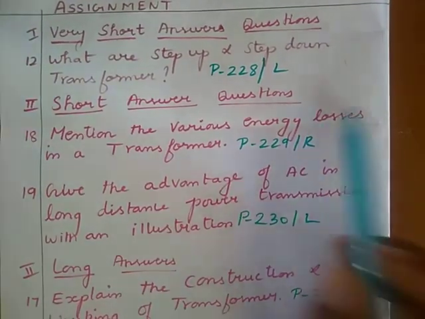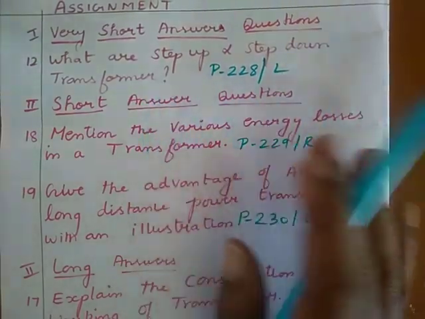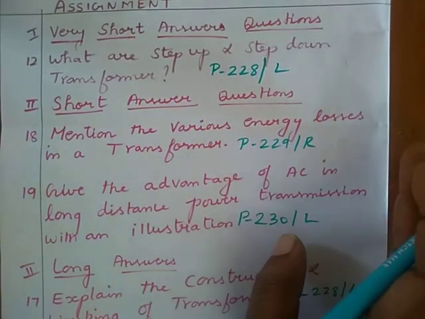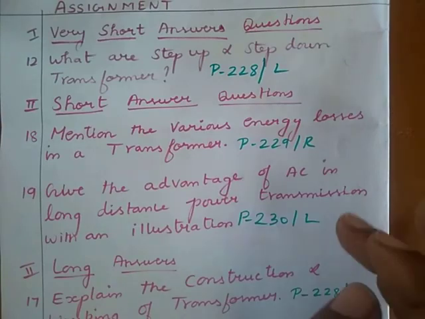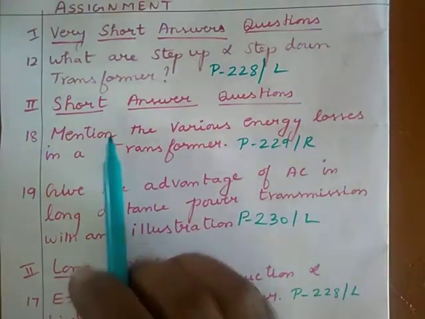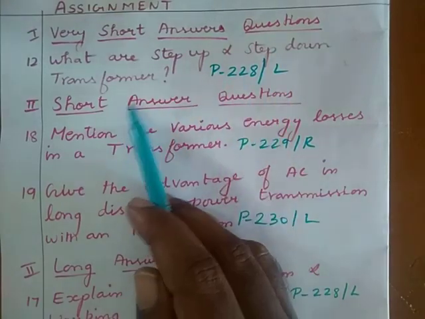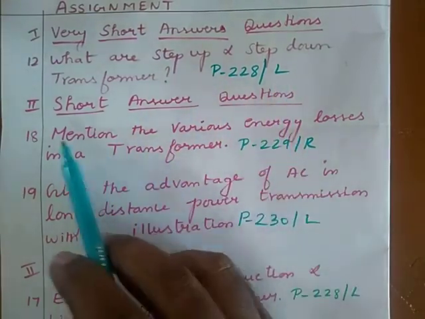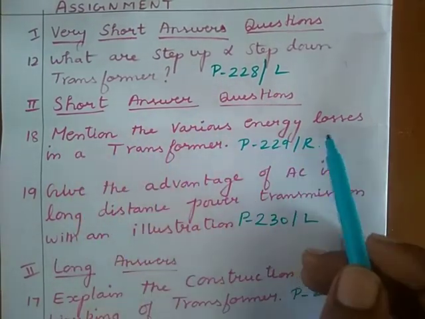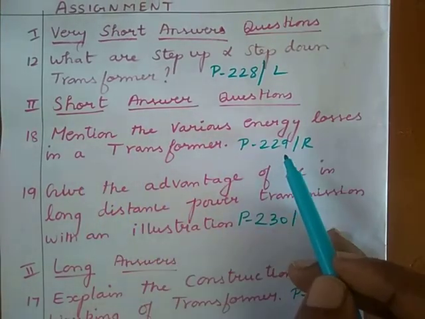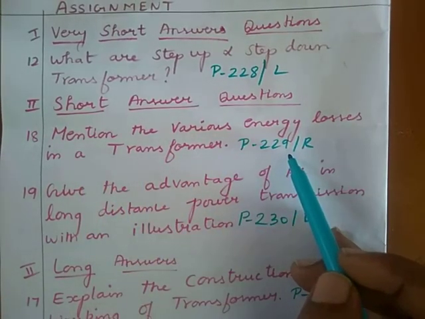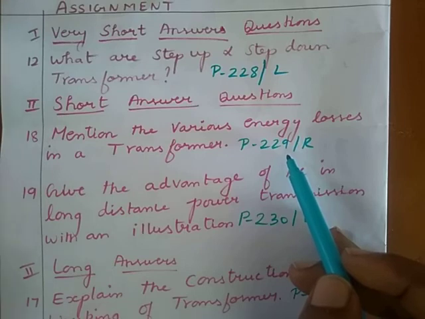Here these are the questions from transformer and long line transmission. Okay, here: what are step up and step down transformers, this is page number 228. Then mention the various energy losses in the transformer. You have to write the losses, where the losses take place, what is the reason for that loss, and how it can be minimized.